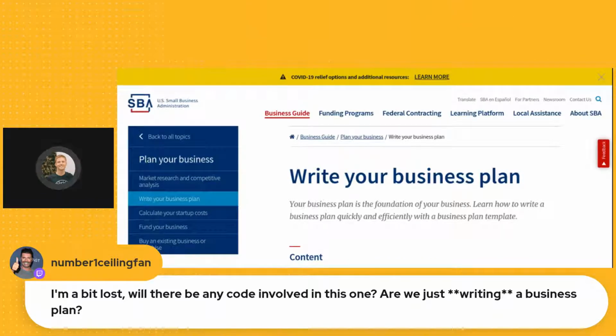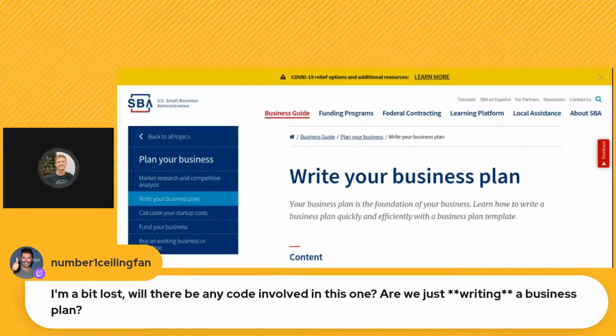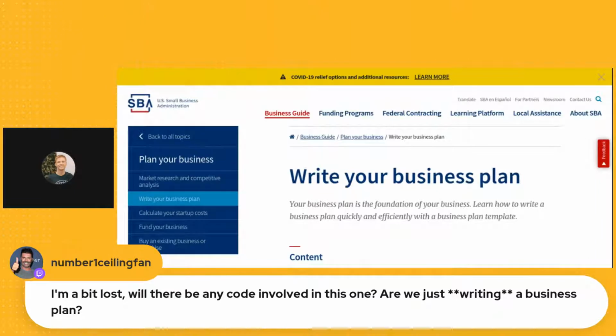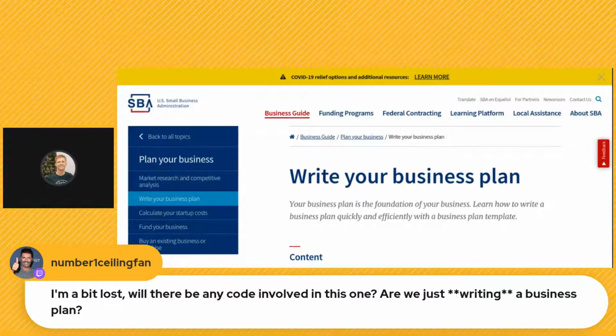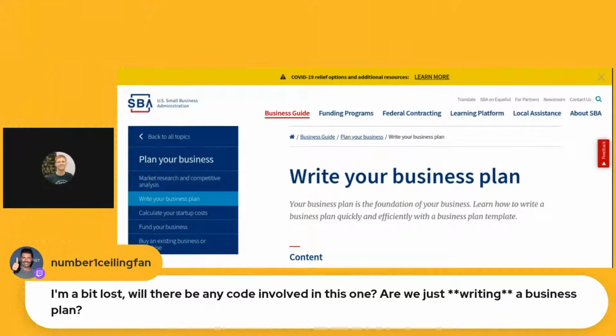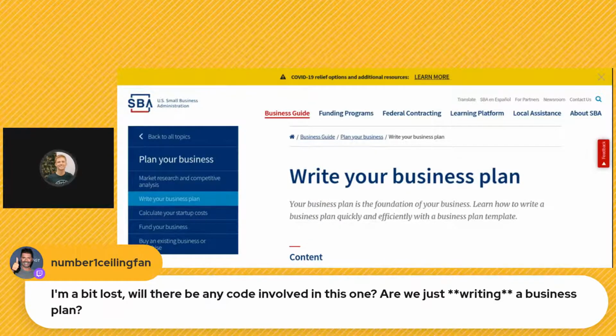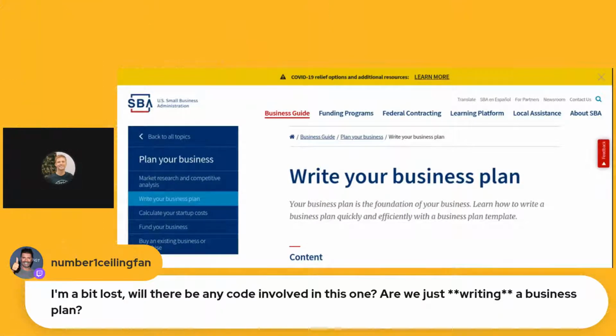Someone else asks, I'm a bit lost. Will there be any code involved in this one, or are we just writing a business plan? We're just going to write a business plan today. We're not going to do any coding because there's no coding involved in a business plan. The goal for today is to complete the challenge, which is to write our own business plan. So we're trying to complete that local hack day challenge today, and we're going to do that through an example.